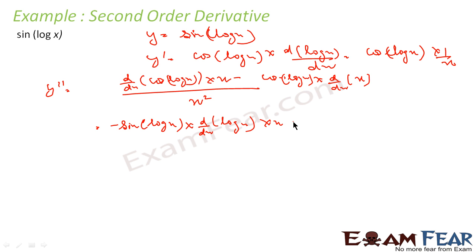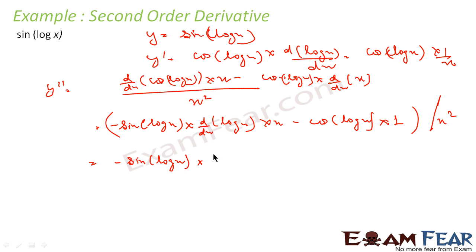Into x here is there, minus cos of log x is by default here into dx by dx is 1, and the whole thing is divided by x square. So this is nothing but minus sine of log x. This becomes 1 by x, and 1 by x, and this becomes x cancelled, minus cos of log x, and the whole thing by x square.